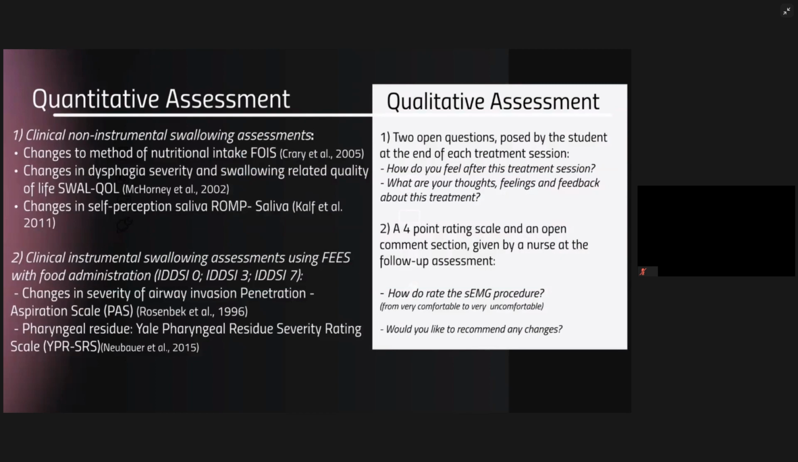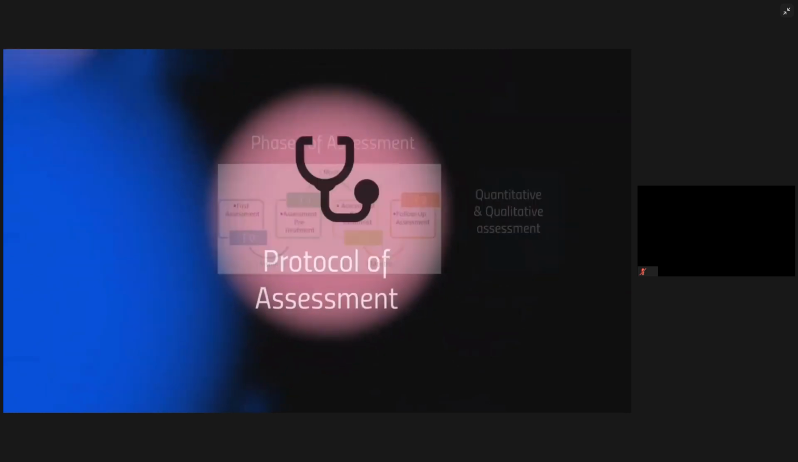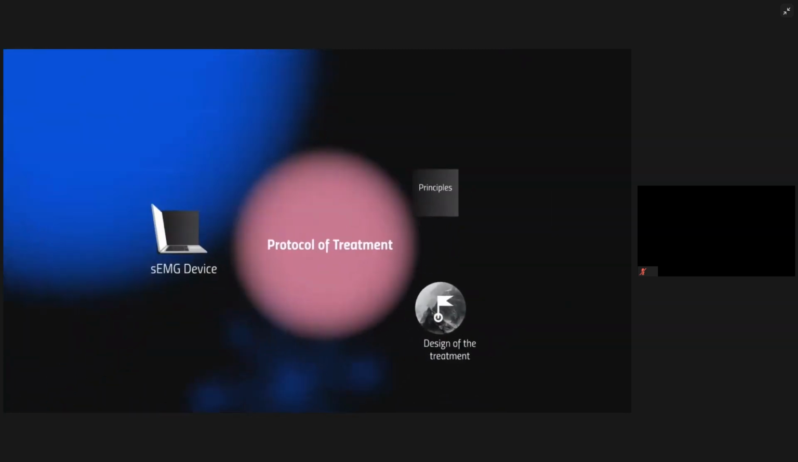We use also an instrumental evaluation using FEES and food administration. Two scales were adopted, the Penetration Aspiration Scale and the Yale Pharyngeal Residue Severity Rating Scale. The qualitative assessment included 2 open questions posed by the student at the end of each treatment session and also a 4-point rating scale.